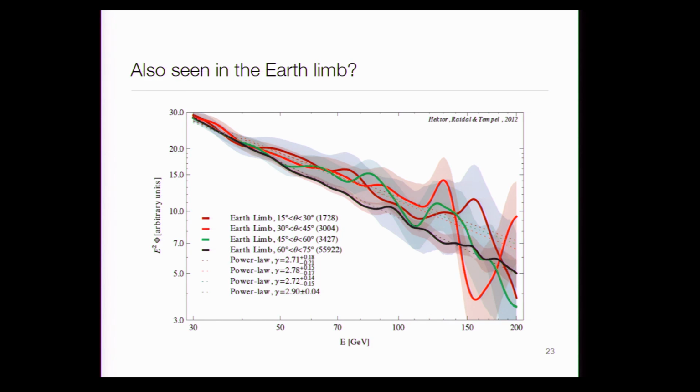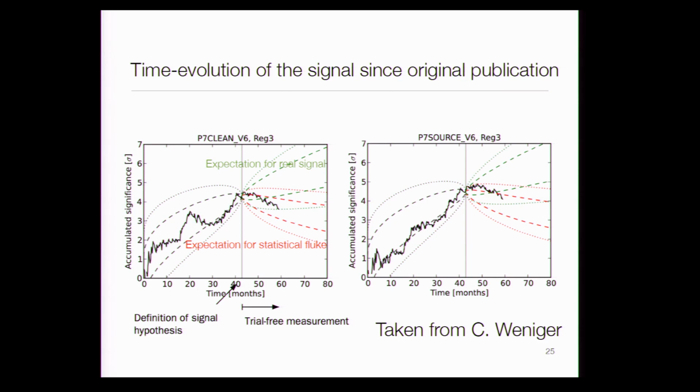So the first problem that was obvious quite soon after the discovery was that if you look into the gamma rays from the limb of the Earth, the limb is a very bright gamma ray source because of interaction of cosmic rays with the atmosphere, producing gamma rays. You actually tend to see a hint of a line at 130 GeV as well. And of course, you don't expect a line from the Earth limb because that's simply interaction of cosmic rays with the atmosphere. So that points to an instrumental effect.